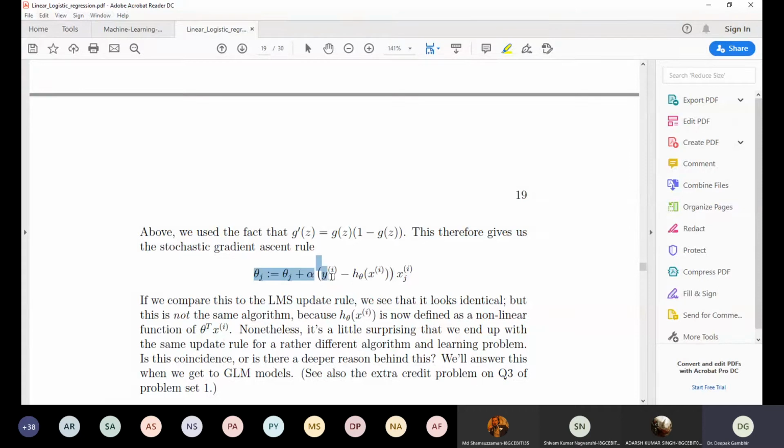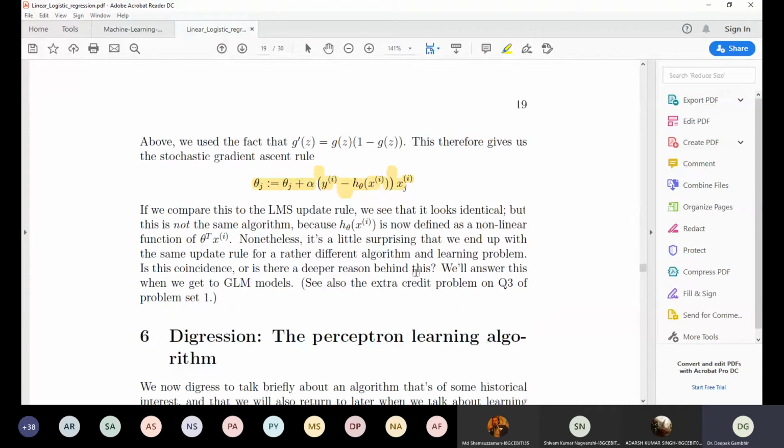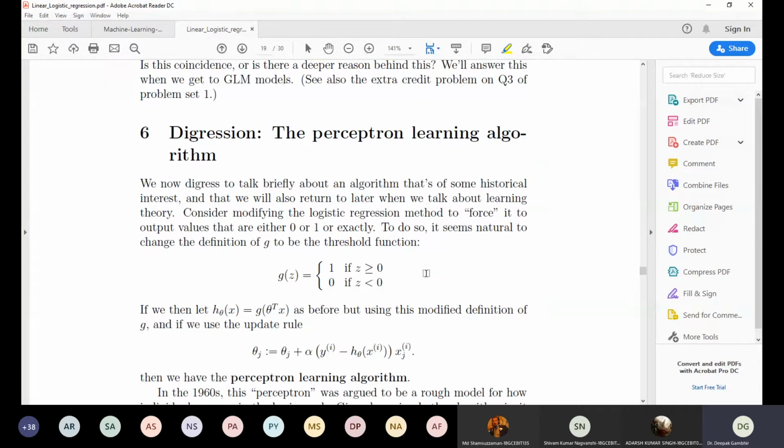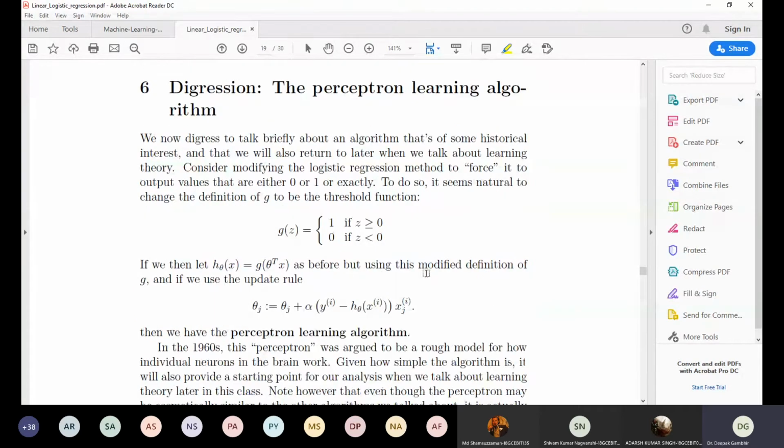We got the same function, theta j plus alpha times yi minus h theta x into xj. Same function we got in the case of linear regression, we will get in the case of logistic regression. There is no difference between the two, isn't it? So the next we will do the perceptron learning algorithm.